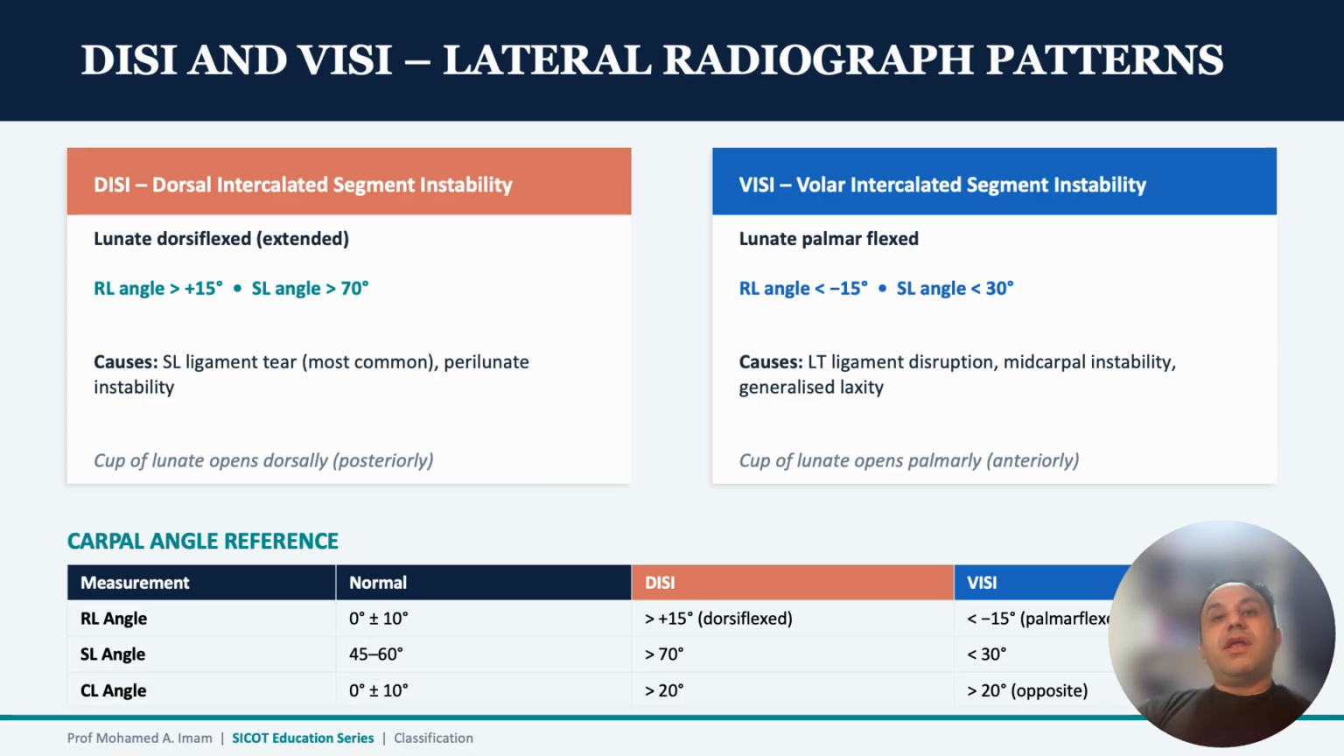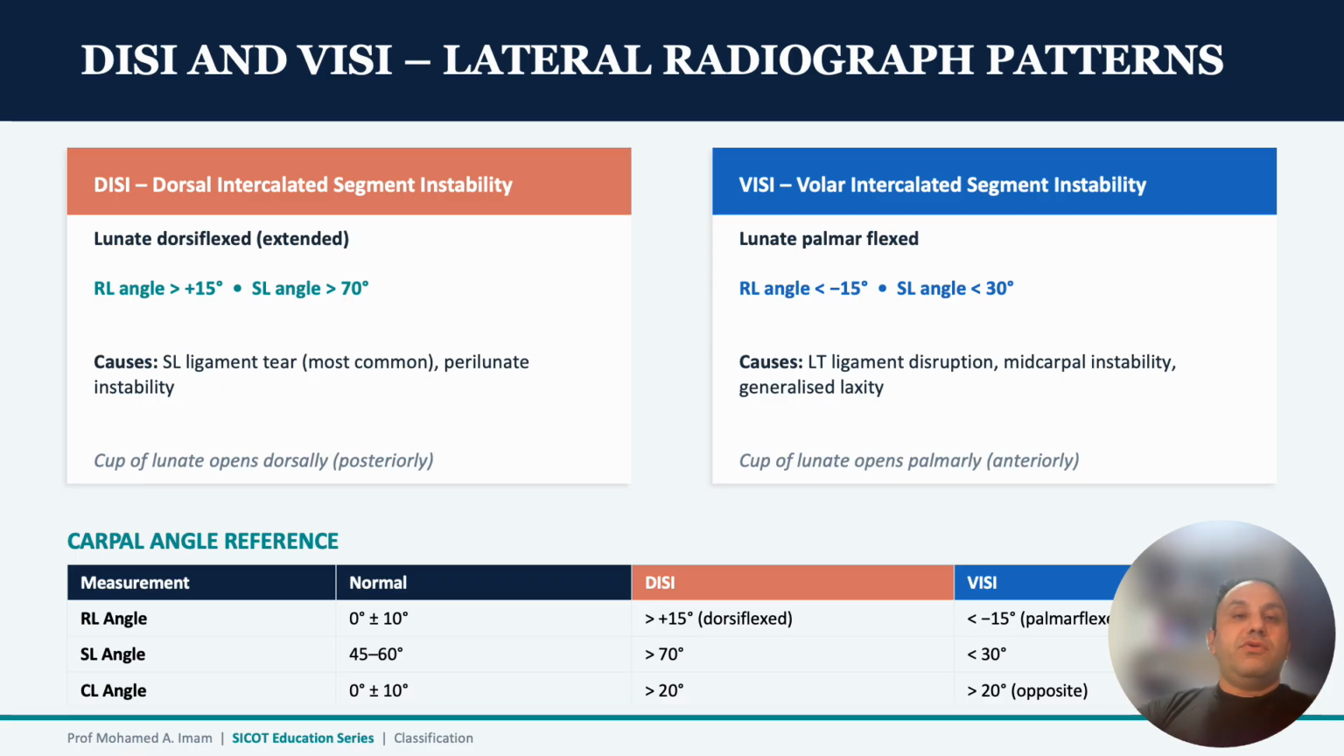DISI versus VISI describes the posture of the lunate on the lateral radiograph. Normally, radius, lunate, capitate, and third metacarpal should be collinear, with scapholunate angle of 45 to 60 degrees and radiolunate angle 0 to plus or minus 10 degrees. In DISI, the lunate is dorsiflexed, and the radiolunate angle is more than 15, and scapholunate angle is more than 70. DISI is usually common and happens with scapholunate tear. Remember the mnemonic: DISI, lunate tilts dorsally.